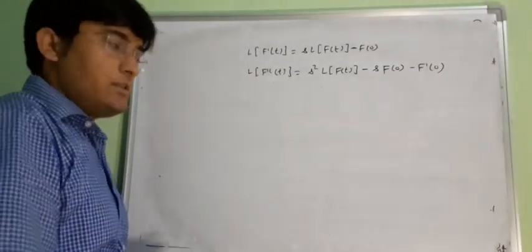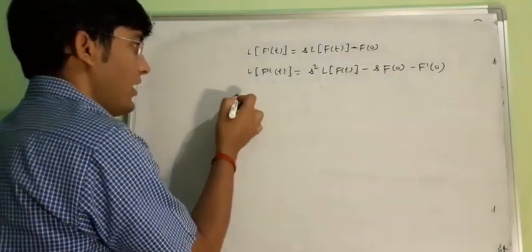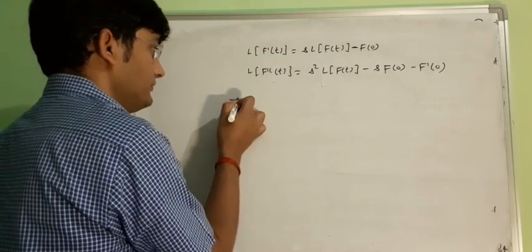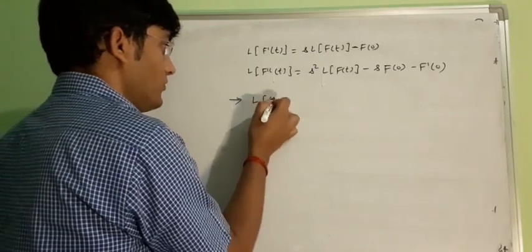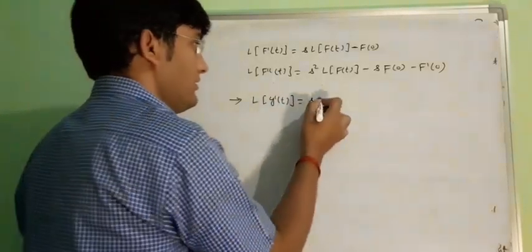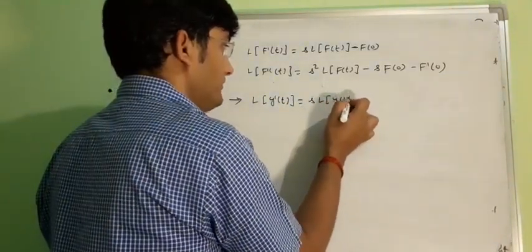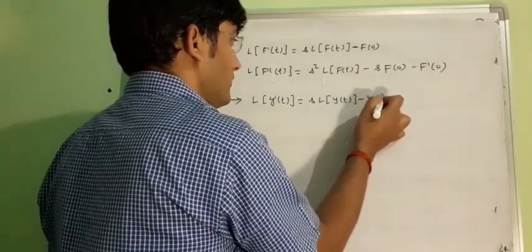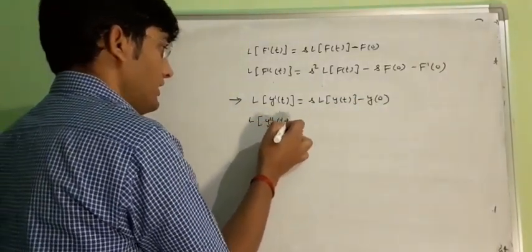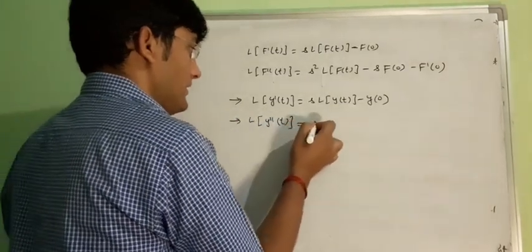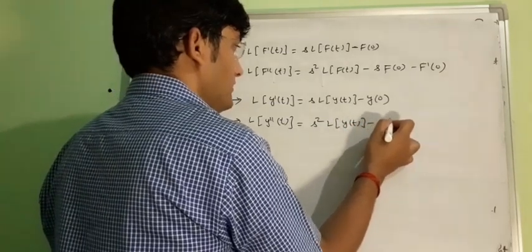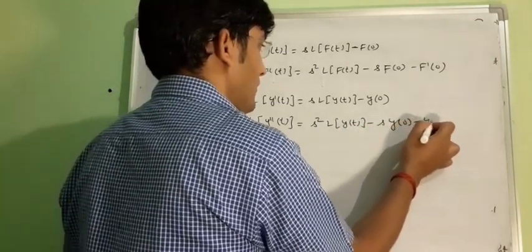So let us replace our f(t) by y(t). So the Laplace of y dash t will be equal to s Laplace of y(t) minus y(0). Then we will have Laplace of y double dash t as s square Laplace of y(t) minus s y(0) minus y dash 0.